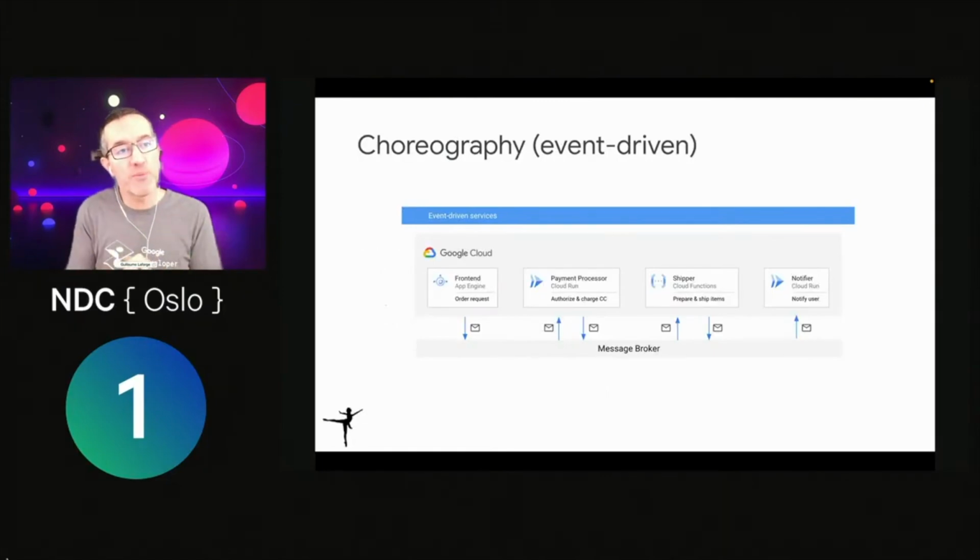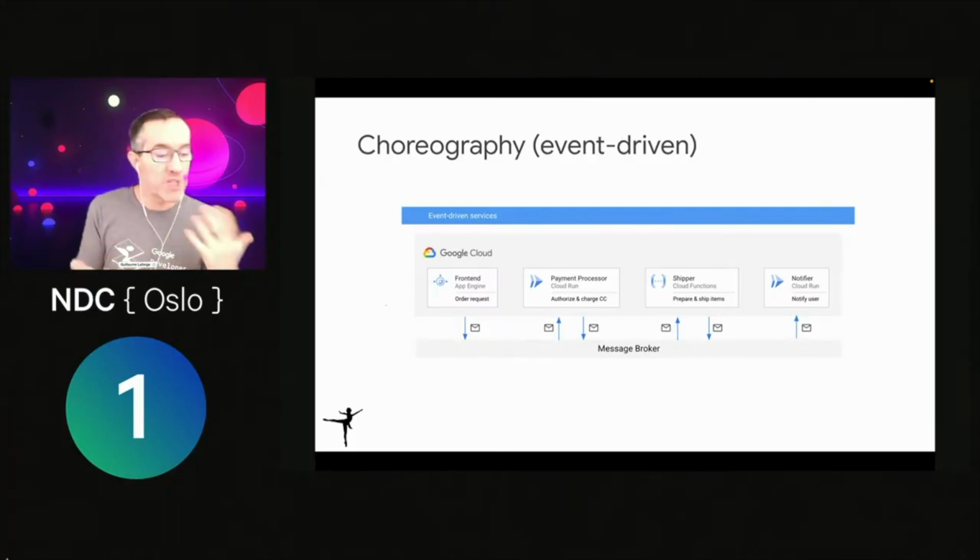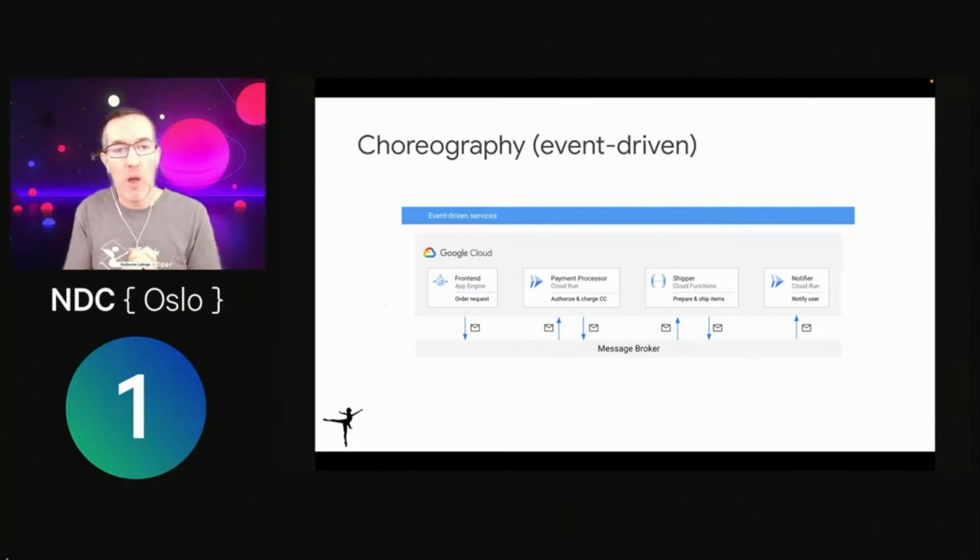An alternative approach would be to use an event-driven approach. That's the choreography pattern, basically, where instead of having a service call another service, which calls another service, etc., in chain, here we're going to use some kind of message broker. So it can be some pub-sub kind of product with topics, subscriptions, etc.